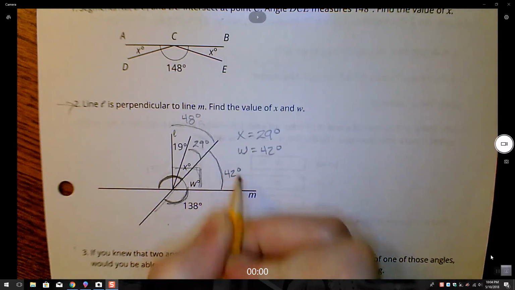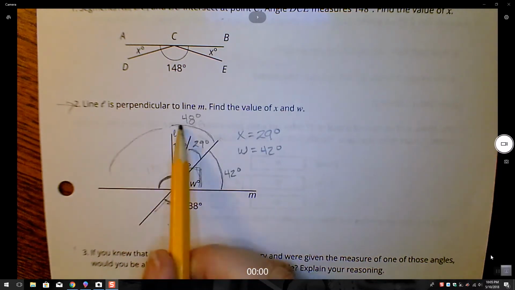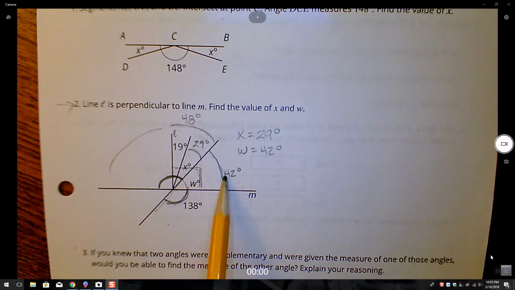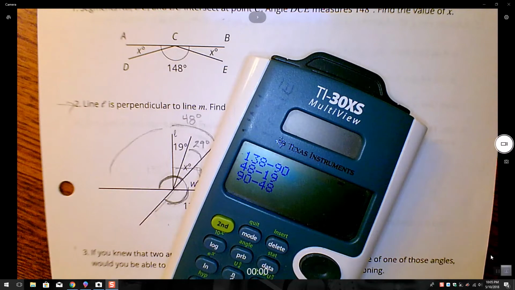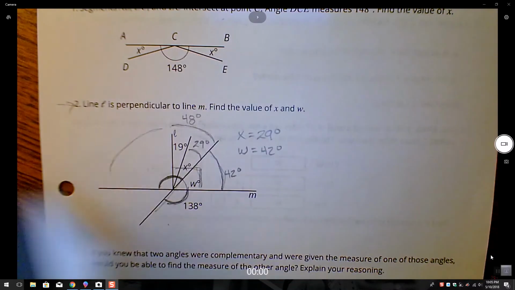Does that add up? Let's see, we should be able to add 90 plus 48 plus 42, and what will we get? We should get 180 degrees. Let's do that. 90 plus 48 plus 42. There we have it. 180 degrees. We're done.